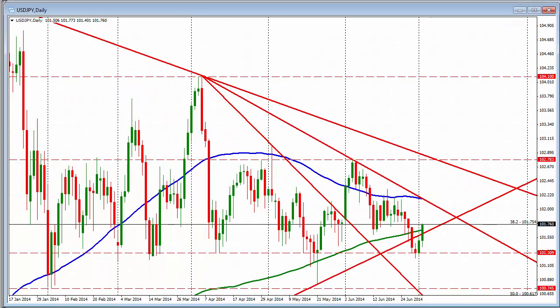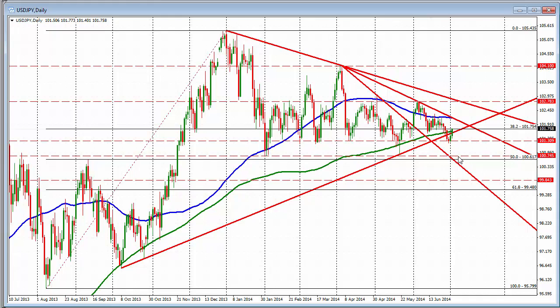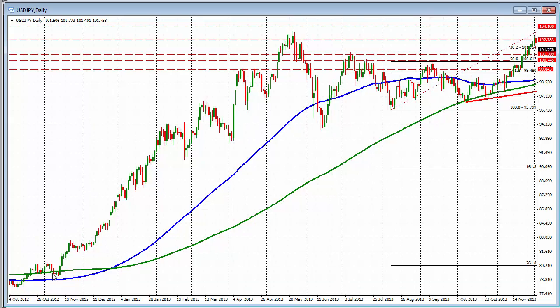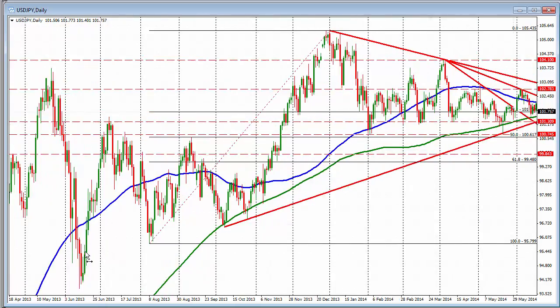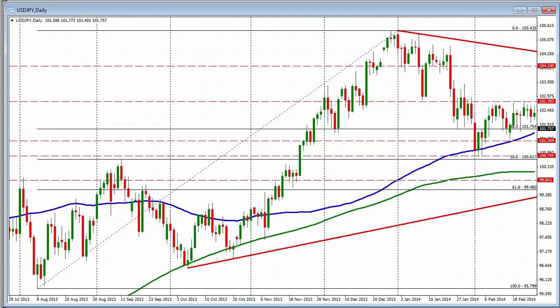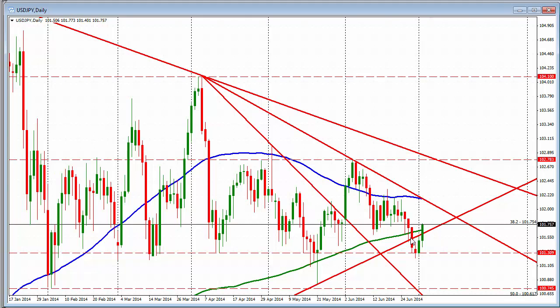Let's take a look at the dollar versus yen. This currency pair fell below the 200-day moving average and closed below it for the first time going back to, I think, October of 2013. Prior to that, the last time the market closed below the 200-day moving average was all the way back in November of 2012. So this break of the 200-day moving average is not to be taken lightly, and the market did, in fact, move lower.